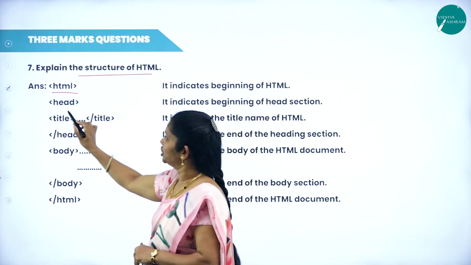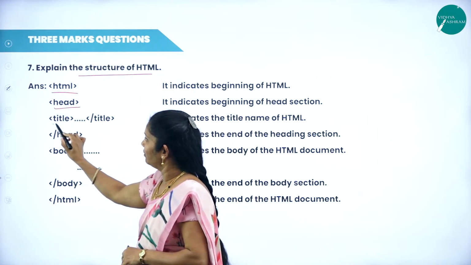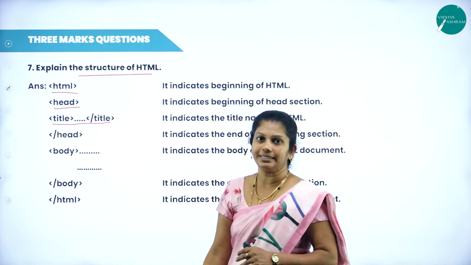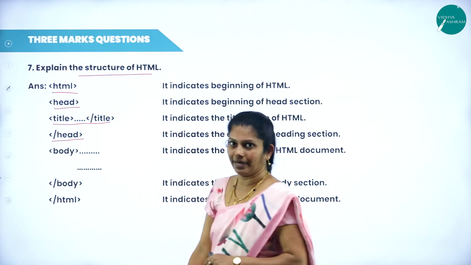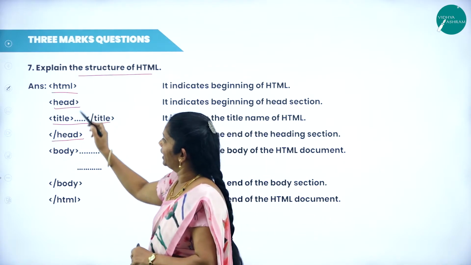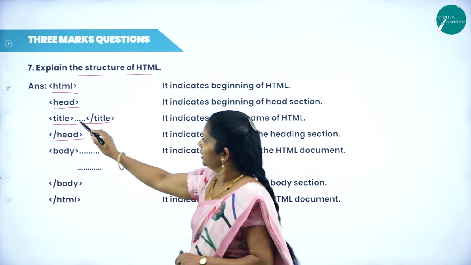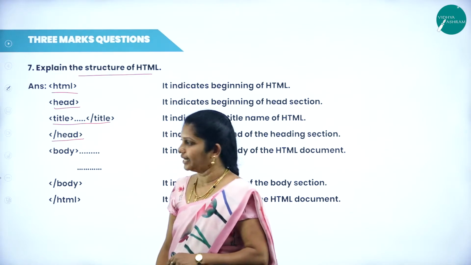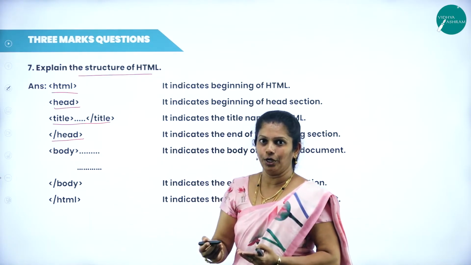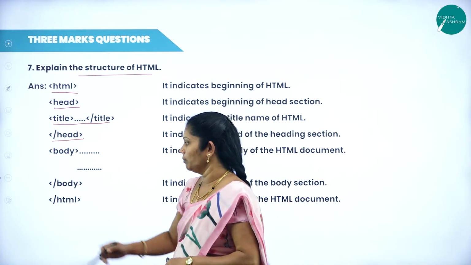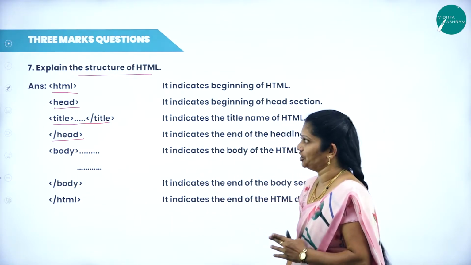Then inside the HTML we have head, then we have title, and then we are closing the title tag. Afterwards we have to close the head part. It means that here we have opened the head and here we have closed the head. Here we have opened the title and here we have closed the title. Then you have to open the body. Inside the body, whatever statement you want, you can write. Then closing body, finally closing HTML.